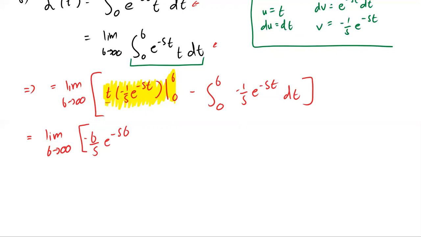Let's do the second term now. Okay, so I have a, let me use another color. I have minus and minus, so it's going to be plus. So plus integral from 0 to b. 1 over s is a constant for our purposes of integration because we're integrating with respect to t. I can move the constant outside, and we have e to the negative st dt.